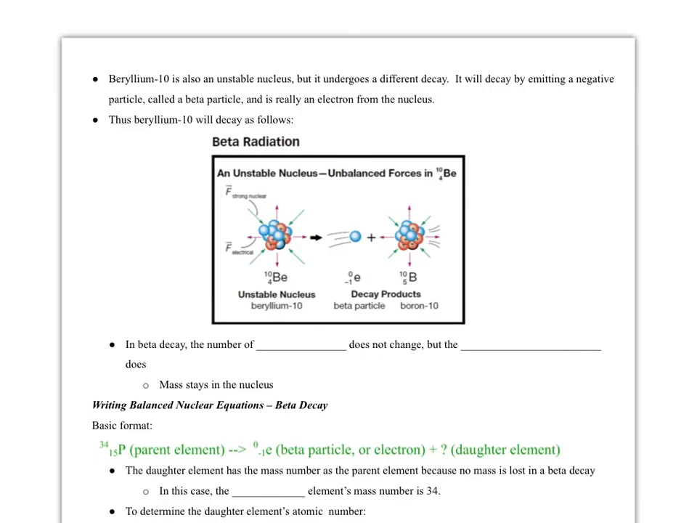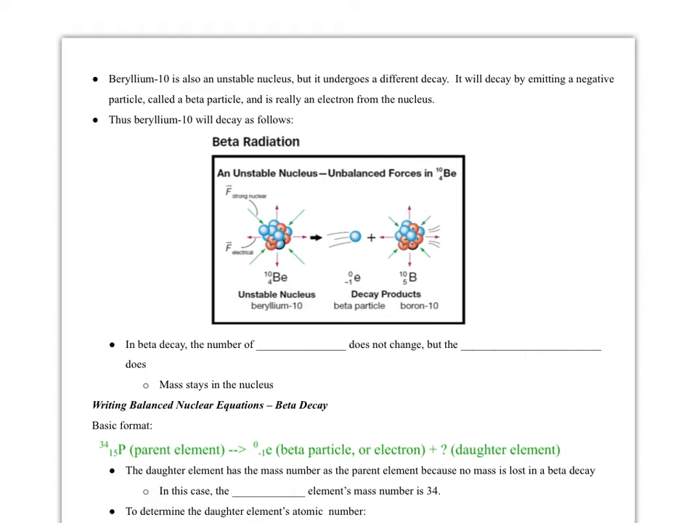So for alpha decay, we talked about beryllium-8. For beta decay, we're going to talk about beryllium-10. So beryllium-10 is also an unstable nucleus, but it undergoes a different type of decay. It will decay by emitting a negative particle called a beta particle, and is really an electron that comes from the nucleus. So we see that beryllium-10, again, still has 4 protons and a mass number of 10 because that is what's given. It's an unstable nucleus that creates a beta particle, and we need to determine what its daughter element is.